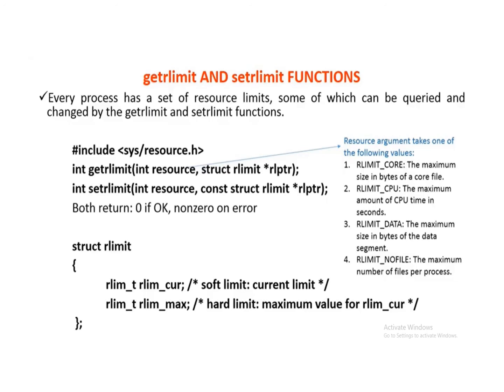So we will see what we mean by resource here. The resource argument takes one of the following values. See here, RLIMIT_CORE means the maximum size in bytes of a core file. RLIMIT_CPU means the maximum amount of CPU time in seconds. RLIMIT_DATA means the maximum size in bytes of the data segment. RLIMIT_NOFILE is the maximum number of files, that is, number of files per process. These are some of the resources.